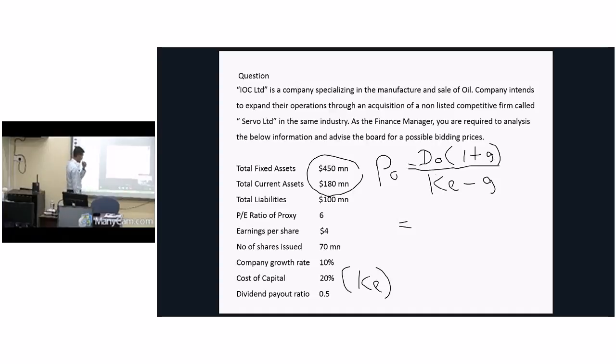So let's quickly see how we arrive at these answers. D0: have you been given the D0? That means dividends per share. Dividends per share is not there, but you have earnings per share, right? And you have something called the dividend payout ratio. I'm sure that you have learned the link between dividends per share and the dividend payout ratio before. So how do you do that? Let's calculate that.